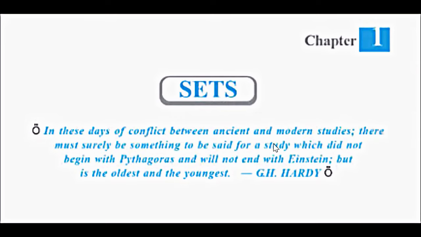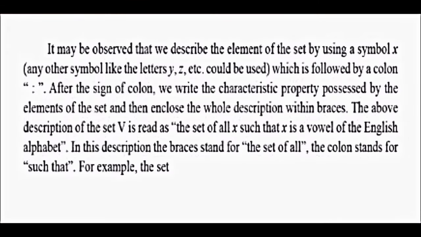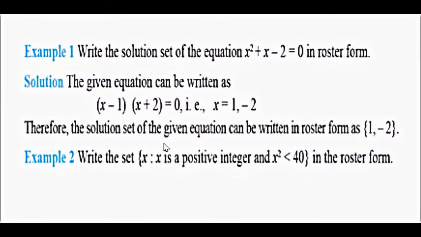We were discussing sets and we have covered various concepts, and now we were discussing the question answers and the examples. So this was the example which we were discussing. Write the solution set of the equation x square plus x minus 2. And as I suggested, the solution is (x minus 1)(x plus 2). If you factorize it, it will come to 1 comma minus 2. And the set can be written in braces as {1, minus 2}.